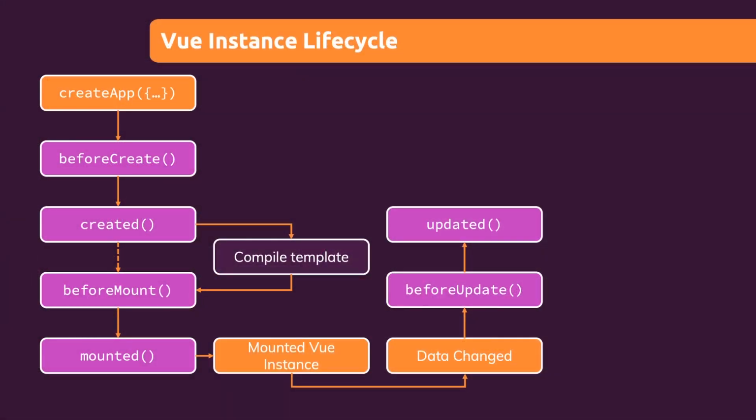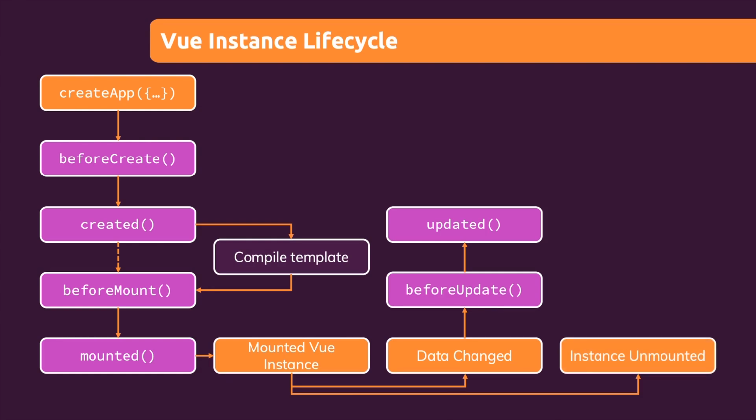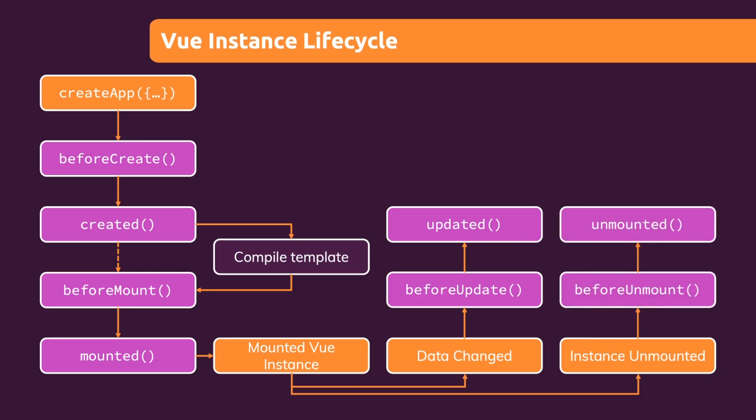Now, as mentioned before, we also can unmount a Vue app even though we haven't done this thus far. We then trigger the before unmount and the unmounted hooks. And as also mentioned before, this unmounting process will become more relevant later.